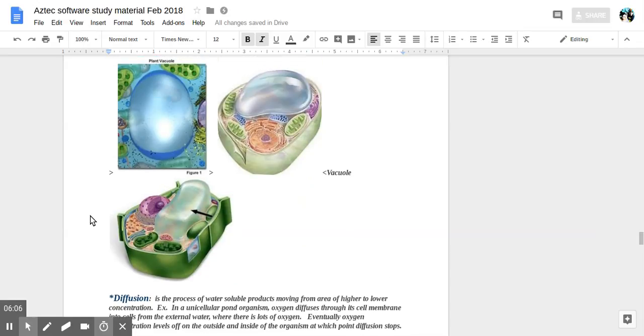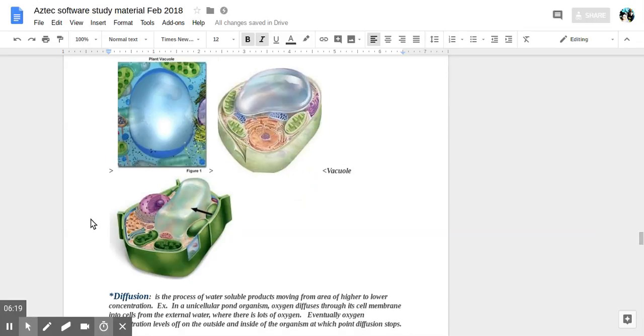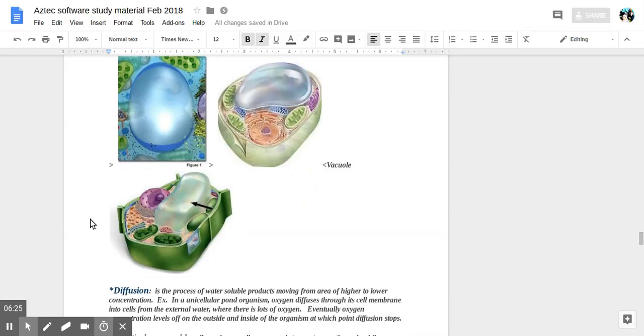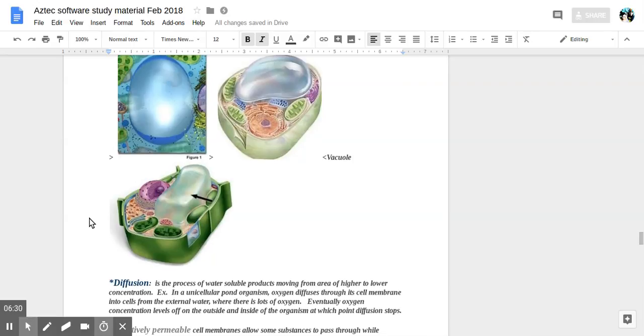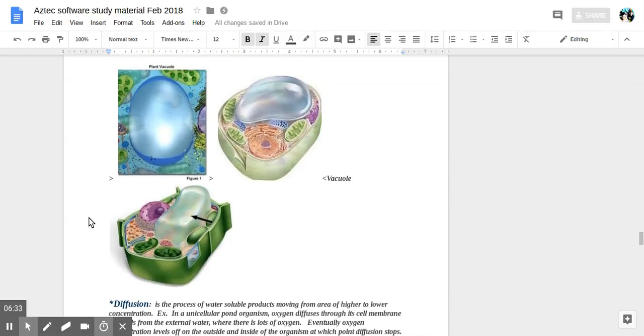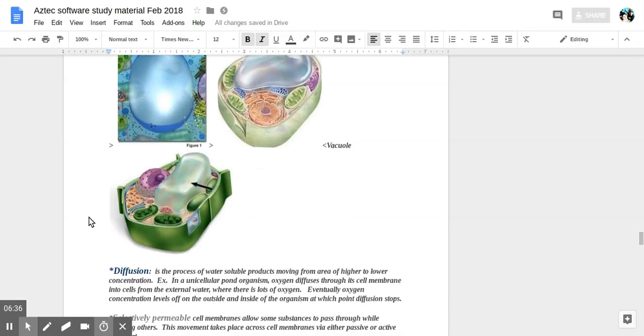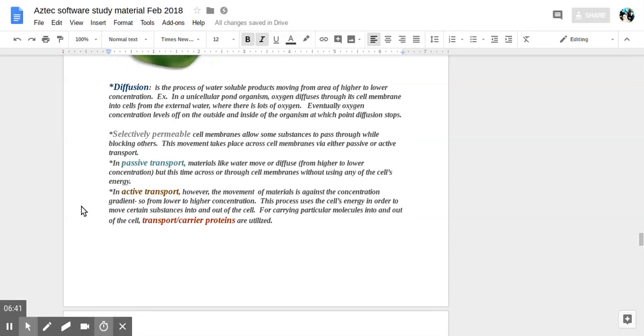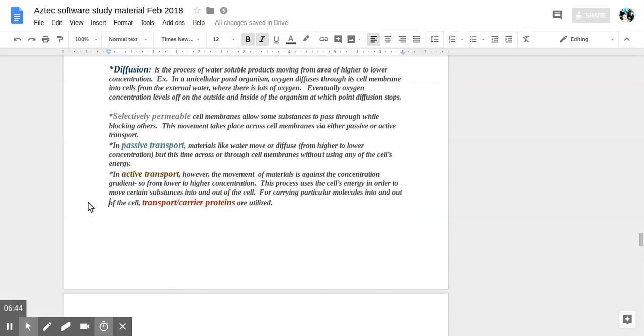The next part is called diffusion. So diffusion describes the process of water soluble products moving from areas of high concentration to low concentration. In unicellular pond organisms, oxygen diffuses through cell membranes into cells from external water where there's lots of oxygen. Eventually, oxygen concentration levels off on the outside and inside, at which point diffusion stops. That's one example of diffusion, in this case oxygen, which is the O2 molecule.